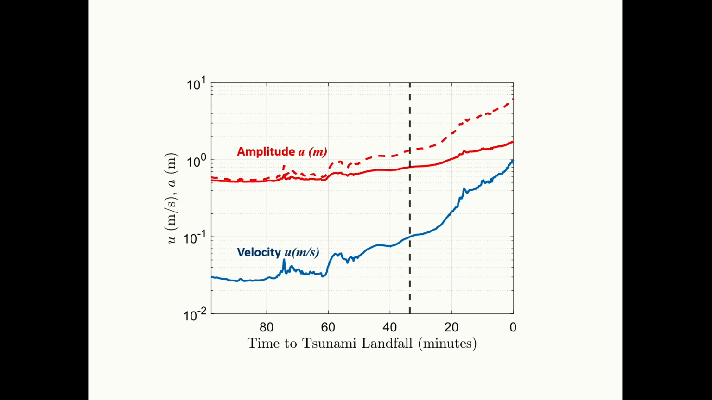So for a half-meter tsunami in deep ocean, which is not super small or large, the velocity is about 2 centimeters per second. But then, and this is the time until landfall, so this is 80 minutes, 60 minutes, so this is an hour before the landfall. Something about 35 minutes before the landfall, the velocity is about 10 centimeters per second, and that's basically where we can relatively accurately measure the speed, right?